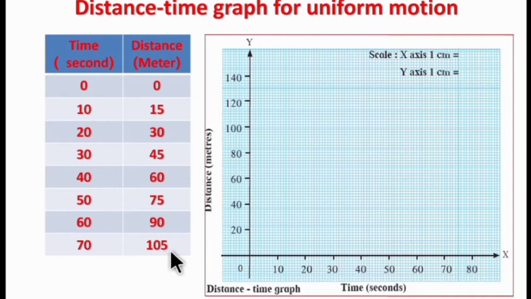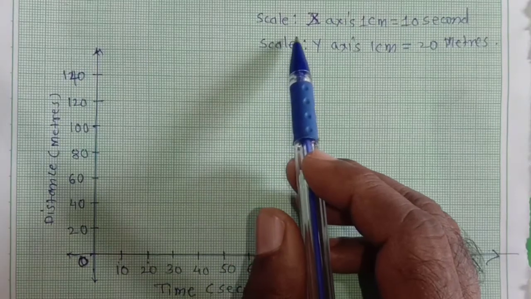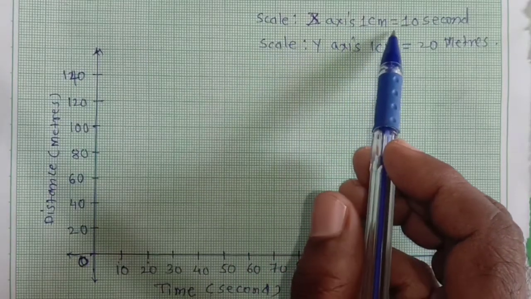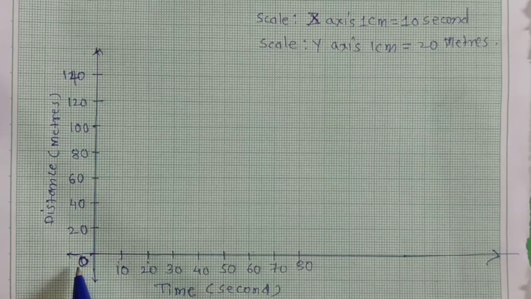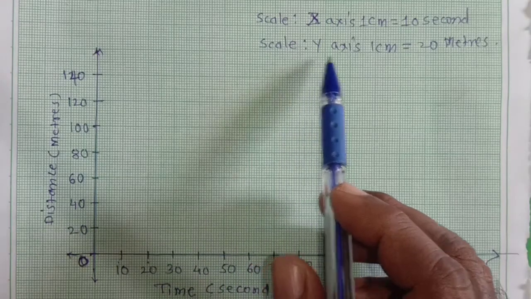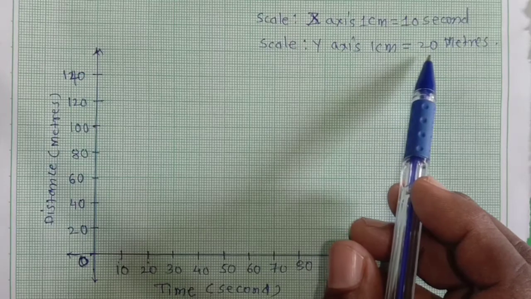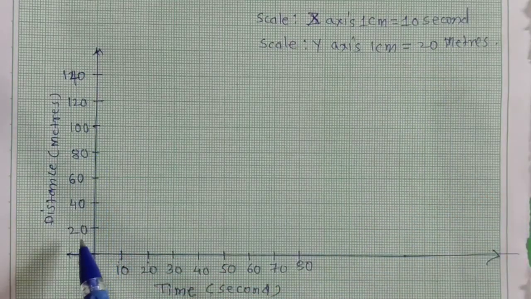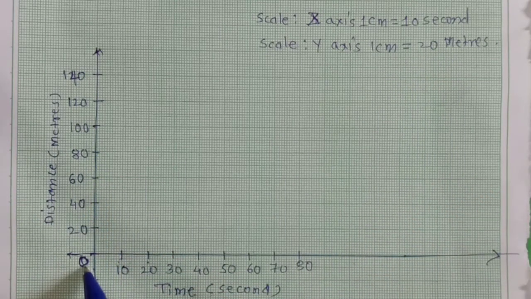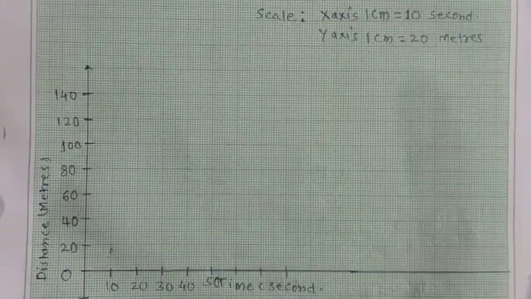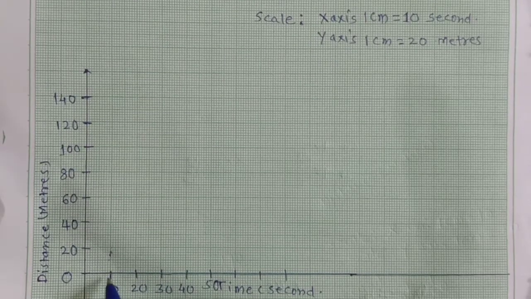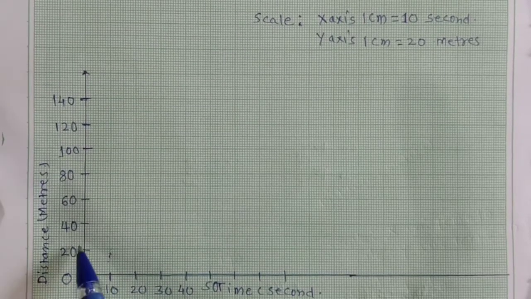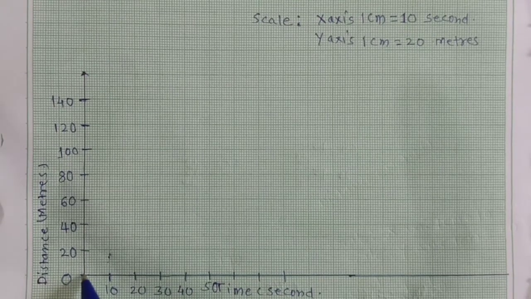Now let's plot a graph. Scale on x-axis, 1 centimeter is equal to 10 second. Here is the x-axis. Time is taken from 0 to 80 second. Scale on y-axis, 1 centimeter is equal to 20 meters. Here is the y-axis. Distance is taken on this y-axis from 0 to 140 meter. Now plot the graph. Time is 0 second and distance is 0 meter. So our first point is here.